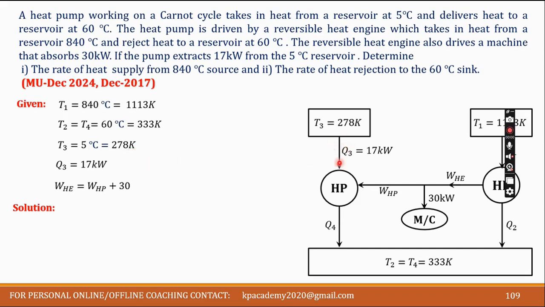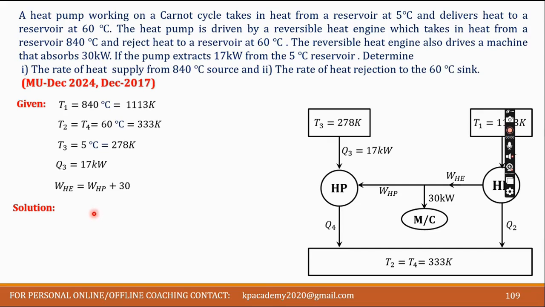And the amount of heat absorbed by the heat pump from the source is 17 kilowatt. And here we know that there is a machine which absorbs 30 kilowatt from the work output given by the heat engine. So we can write the total work of the heat engine equal to the work given to the heat pump plus 30 for the machine. That is the given condition.